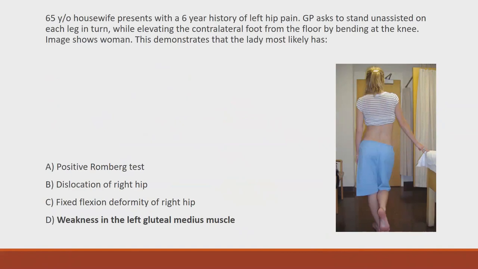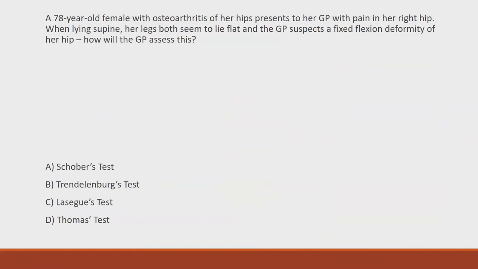Does anybody know what this sign is called? Yeah, Trendelenburg sign. And does anybody know the nerve that's commonly damaged that leads to this sign? Yeah, superior gluteal nerve. Your superior gluteal nerve innervates your gluteus medius and minimus, and the inferior gluteal nerve innervates your gluteus maximus.